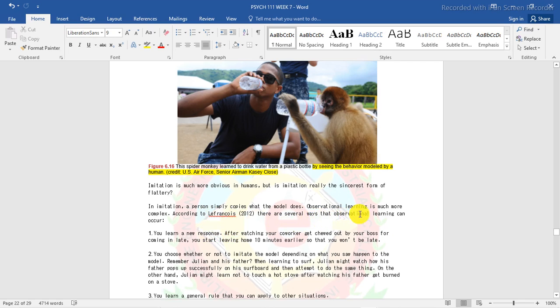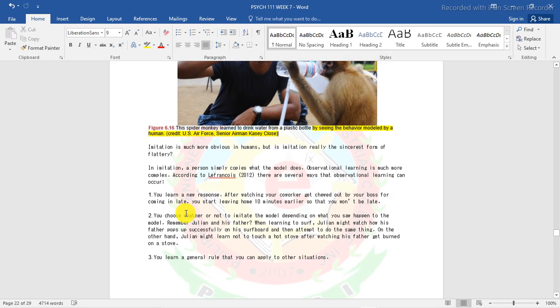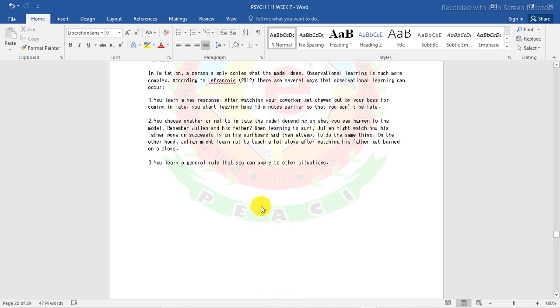Thus, observational learning is much more complex. According to Reflexes, there are several ways observational learning can occur. So, meron pala, complex pa yung observational learning, hindi lang nakita mo, okay? Sabi niya dito, ni Reflexes, you learn and you respond by observation. Example, after watching your coworker get chewed out, pag pinagalitan ng boss for coming late, nalalearn mo na, dapat mag-aga na ako. May nalalearn kang new behavior.